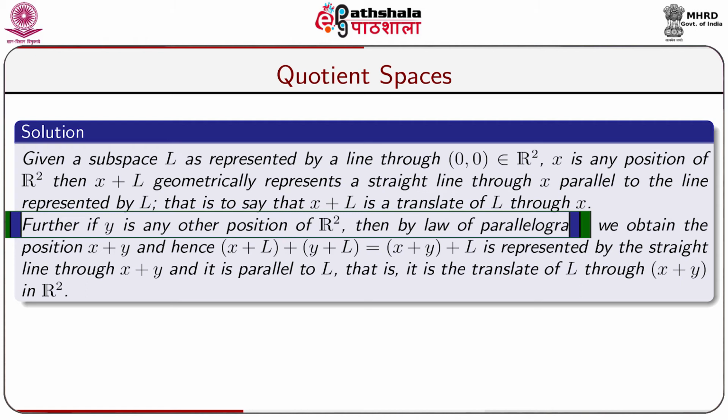Further, if y is any other position in R2, then by the law of parallelogram we obtain the position x plus y, and hence (x plus L) plus (y plus L) is equal to (x plus y) plus L, which is again a straight line passing through x plus y and parallel to capital L, and it is the translate of L through x plus y in R2.